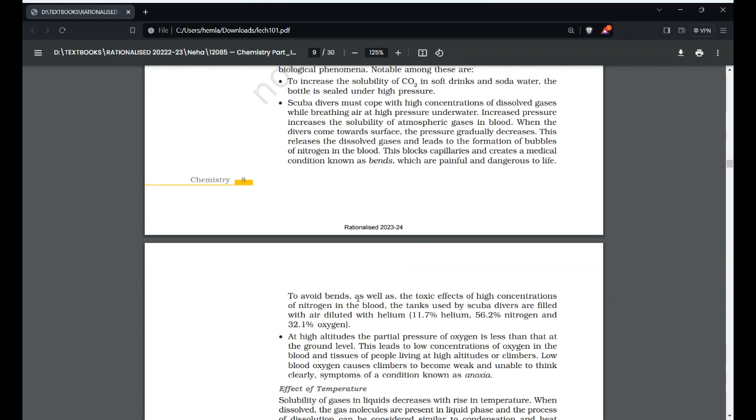To avoid bends as well as toxic effect of high concentration of nitrogen in blood, the tanks used by scuba divers are filled with air diluted with helium: 11.7% of helium, 56.2% of nitrogen, and 32.1% of oxygen.